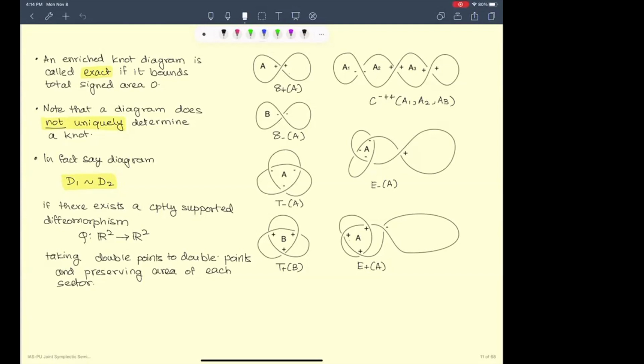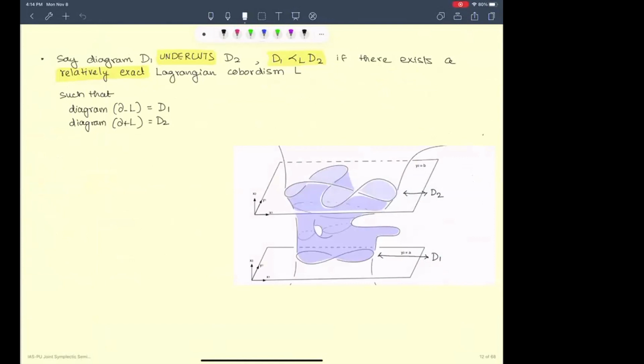Okay, so now we have this, and we want to translate this existence of Lagrangian cobordisms to something between the diagrams. I'm going to say a diagram D1 undercuts a diagram D2, so it's sitting under something like this, if there exists a relatively exact Lagrangian cobordism whose bottom boundary's diagram is D1 and whose top boundary's diagram is D2. Sort of a natural idea.